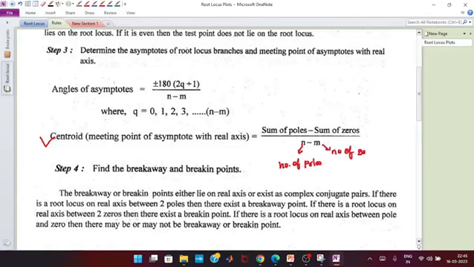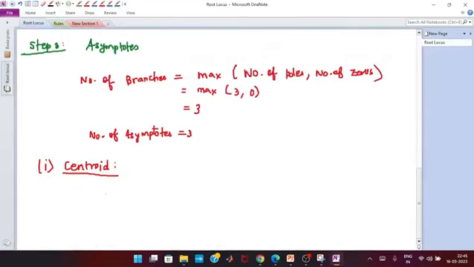Now I have to apply that formula over here. So the centroid is C. Centroid C equals the sum of poles minus the sum of zeros divided by the number of poles.